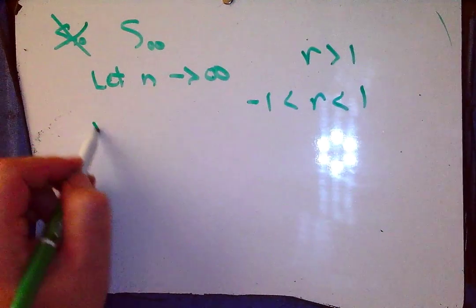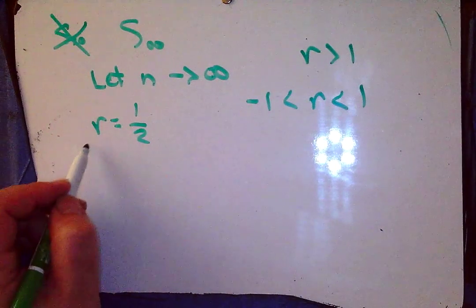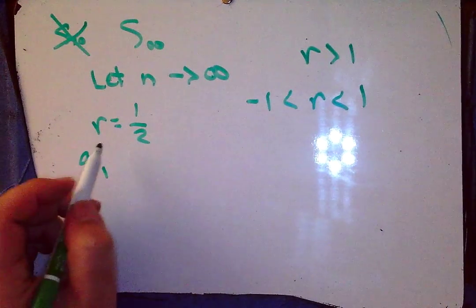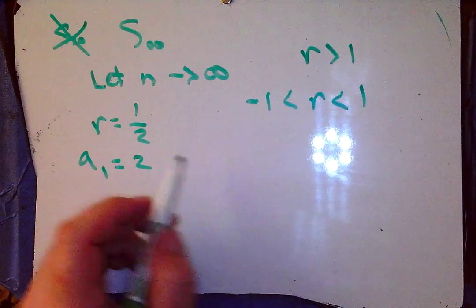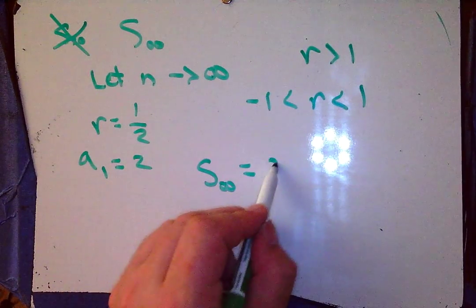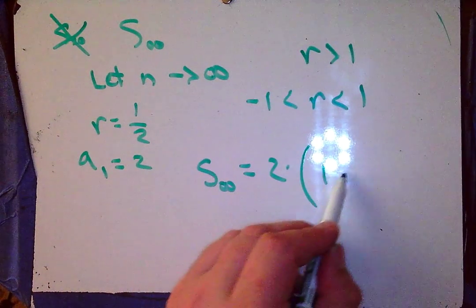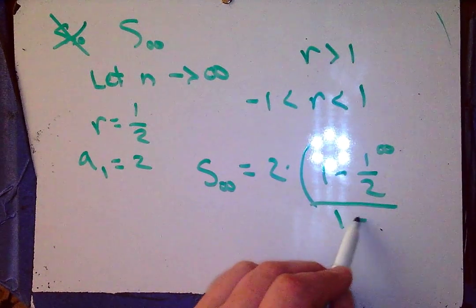But what about situations where r is between 1 and negative 1? So now we have something like an r value of 1/2. Okay, so let's do a sub 1 equals 2 and r equals 1/2, and our sum formula would now be 2 times 1 minus 1/2 to the infinity over 1 minus 1/2.